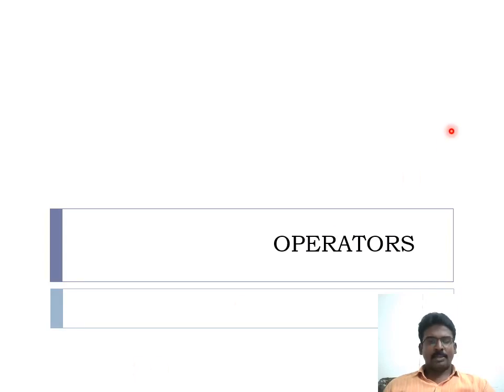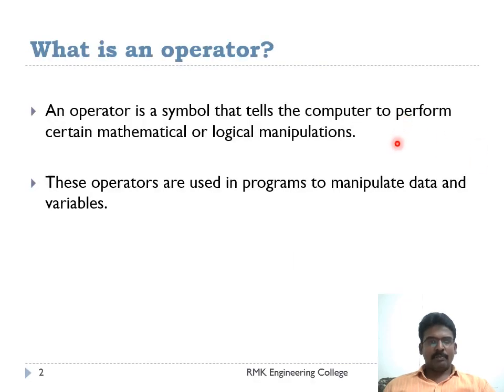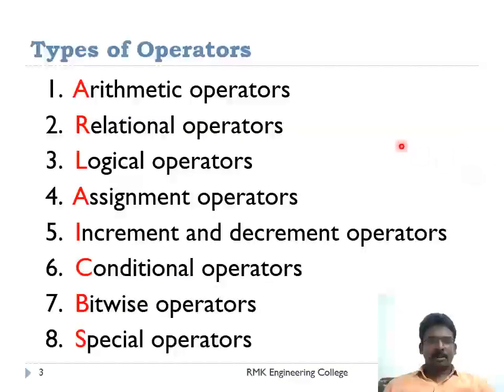Let us see operators in C programming language. Coming to the definition, an operator is a symbol that represents certain operations that have to be performed on the values. There are 8 different types of operators used in C programming language for performing various calculations. The first one is the arithmetic operator, followed by relational operators, logical operators, assignment operator, increment decrement operators, conditional operators, bitwise operators, and special operators.